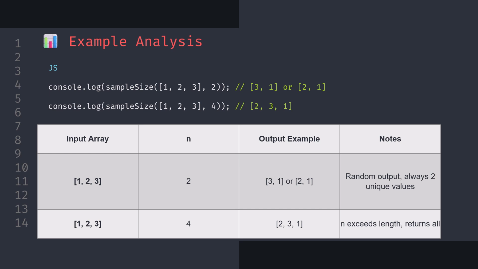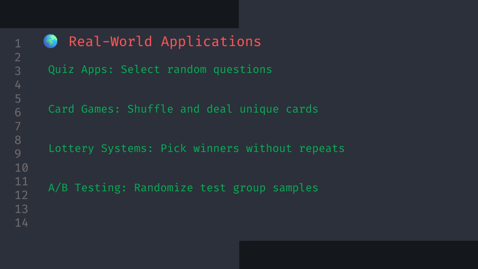Now let's talk about where you might use this in the real world. This kind of sampling is used everywhere: games, surveys, and even analytic tools. For example, random quiz apps use this to show different questions each time. Or imagine a card game shuffling the deck with zero duplicates. These small features improve both fairness and user experience.